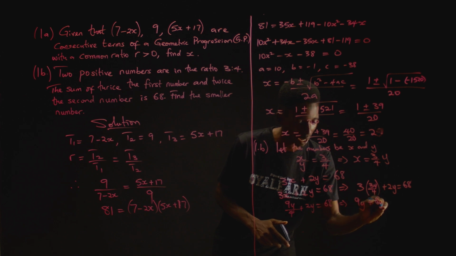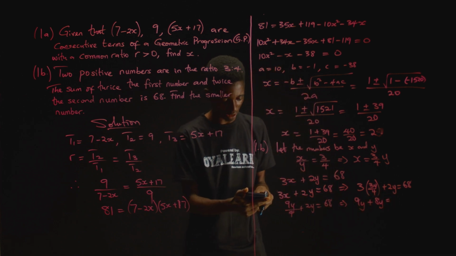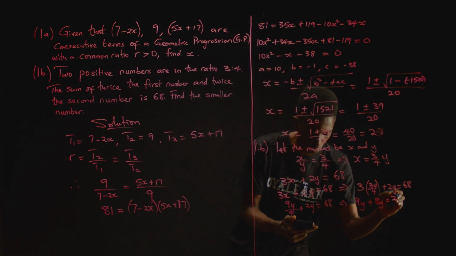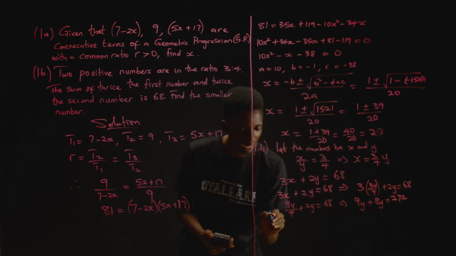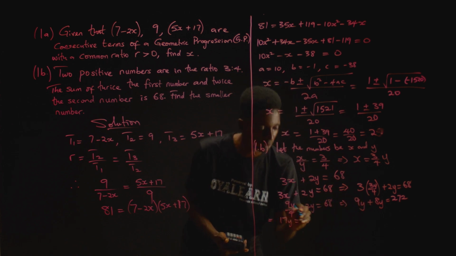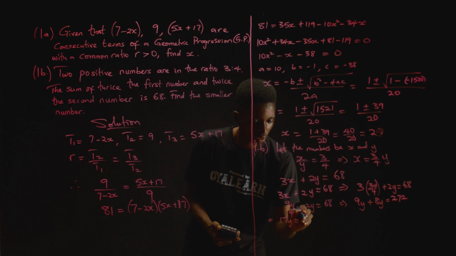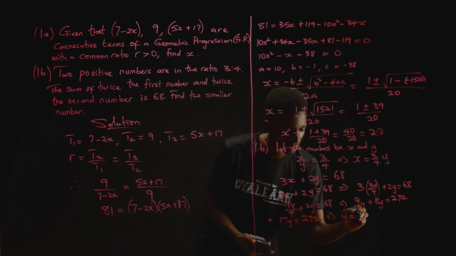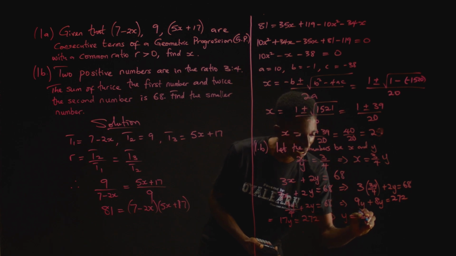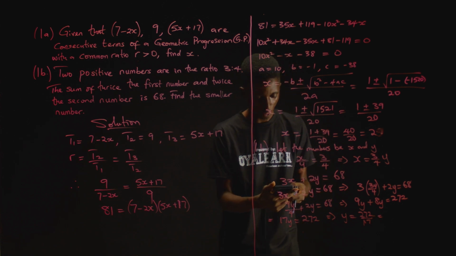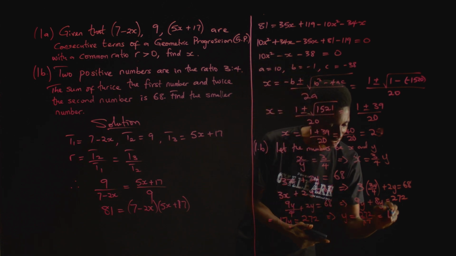So we have 8y equals, now what is 68 multiplied by 4? That will give us 272. And what this means is that when we add this, we have 17y to be 272, which implies that y equals 272 divided by 17. And when we divide that by 17, we get the value of y as 16.